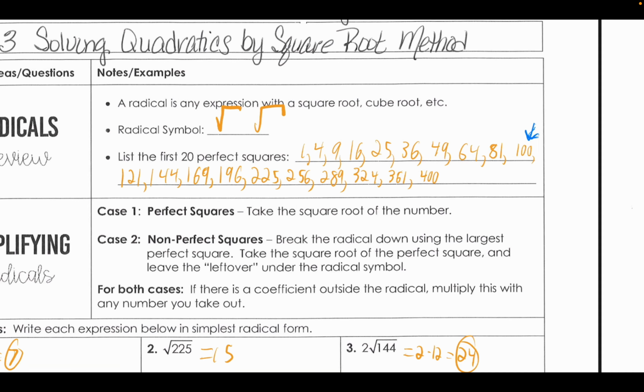It does not divide into 112, however. And so we go on to the next one. We try 81, then we try 64, and so on and so forth until we find it. But we want to go biggest to smallest. That will make our life a lot easier in cases where a number has multiple perfect squares that are factors of it.